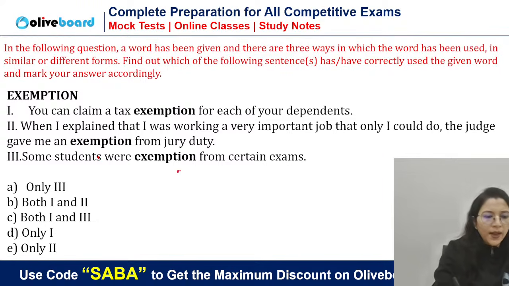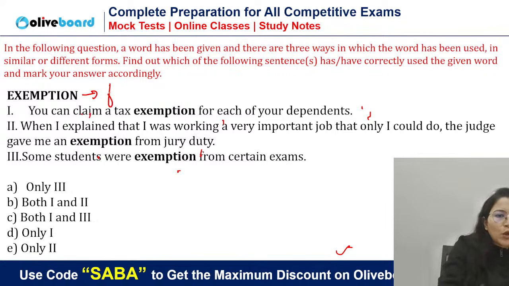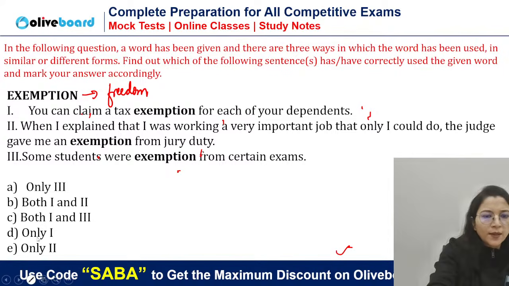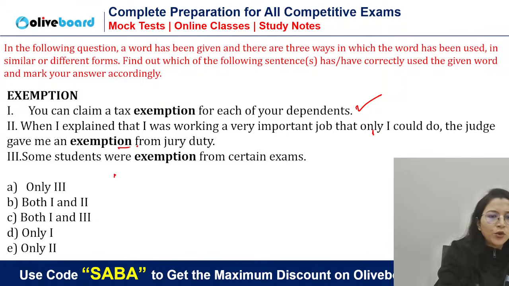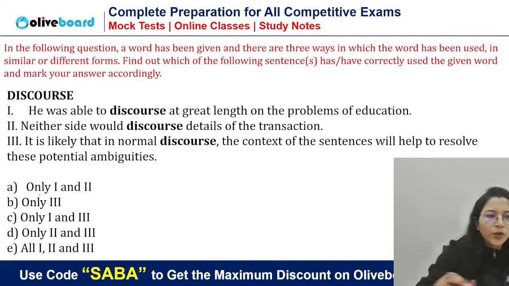Exemption: you can claim a tax exemption for each of your dependents. It is absolutely correct. Exemption is basically freedom or liberation from something. So you can claim a tax exemption for each of your dependents is absolutely right. When I explained that I was working a very important job that only I could do, the judge gave me an exemption from jury duty. This is also absolutely right. Some students said exempted, but here we have to see the grammar also. So the third is definitely wrong. The answer will be 1 and 2. Chalo, next.